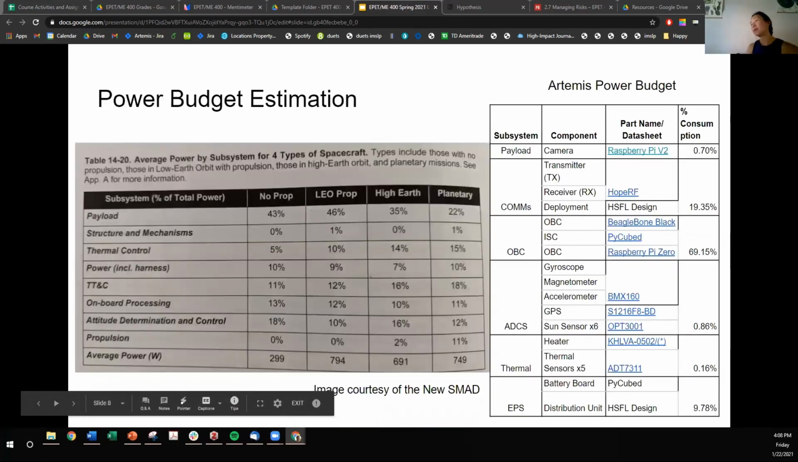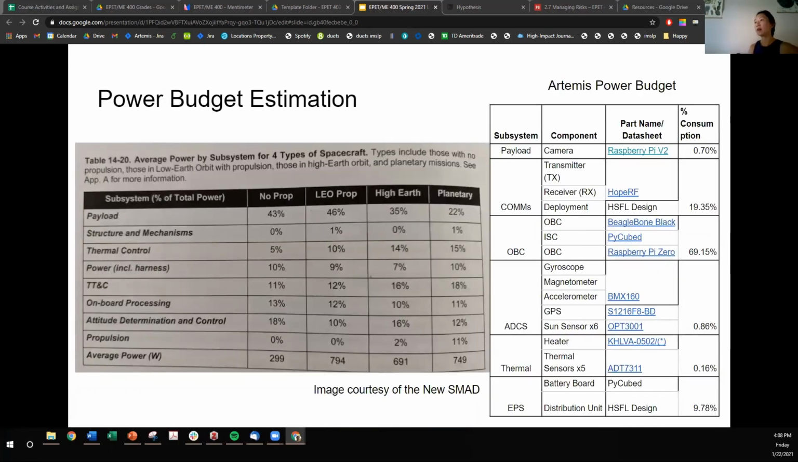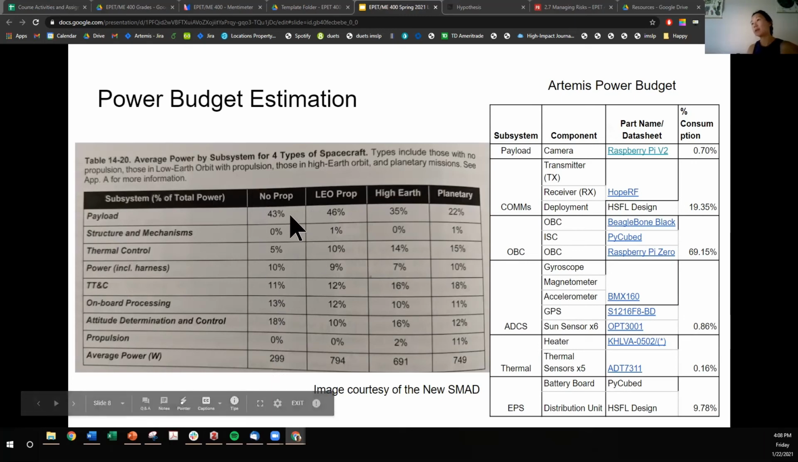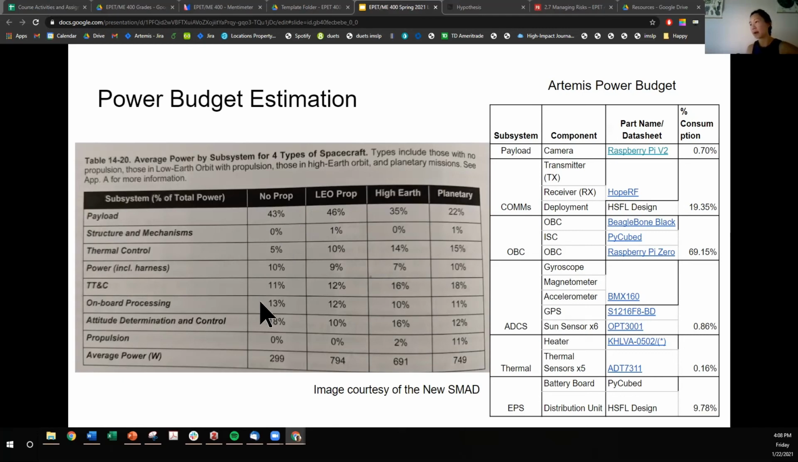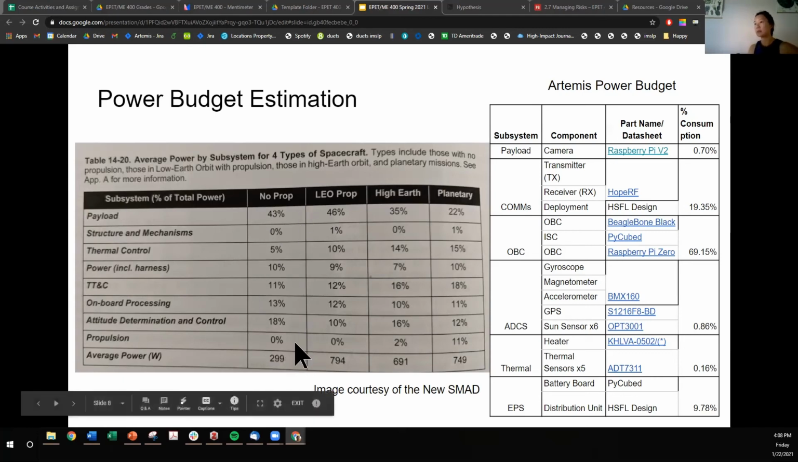Okay, you can also get a rough ballpark of how to allocate power in a satellite. So I have that for you here, where SMAD recommends for a spacecraft that, again, the majority of the power goes to the payload. And then here's the power allocation for the rest of the subsystems.